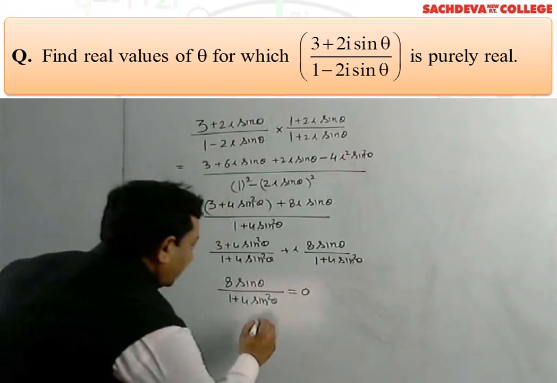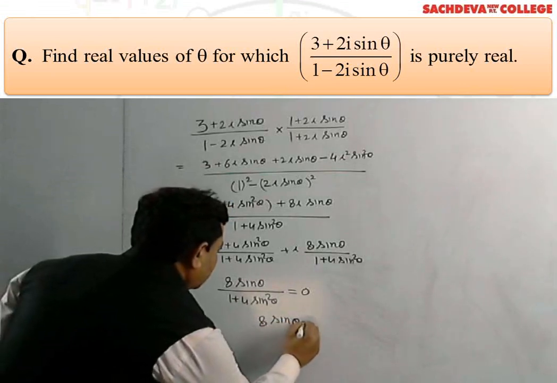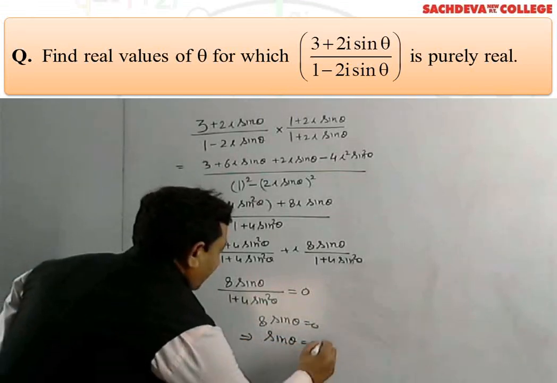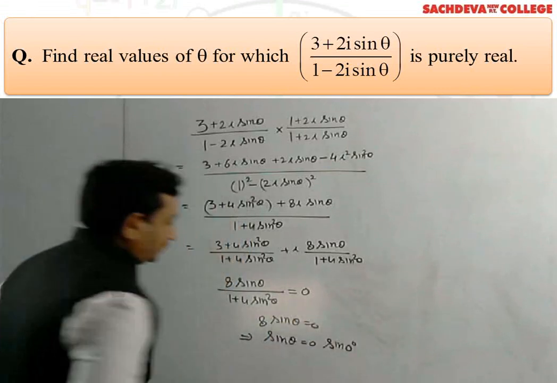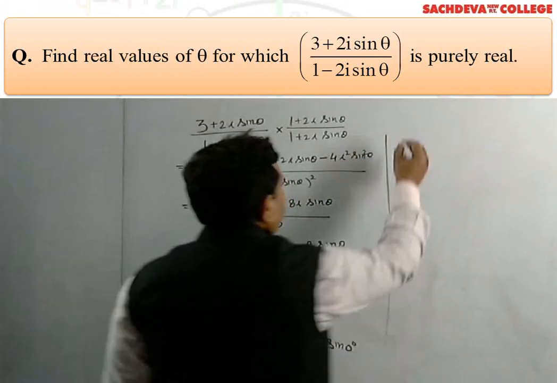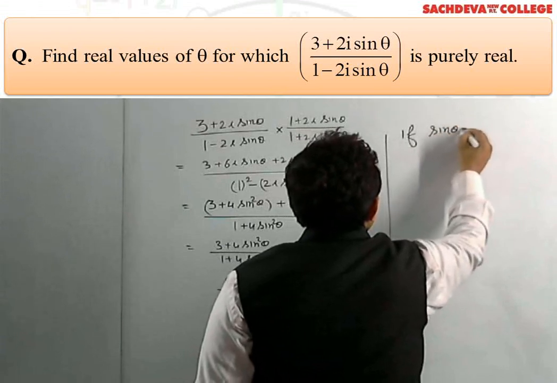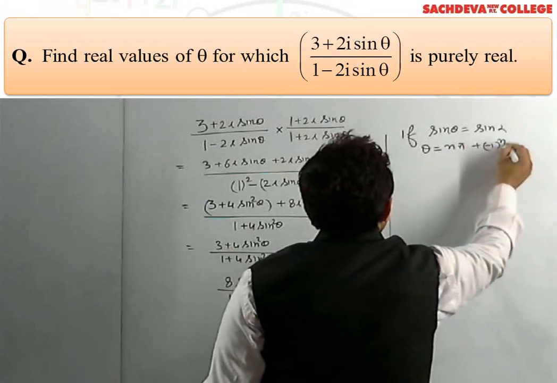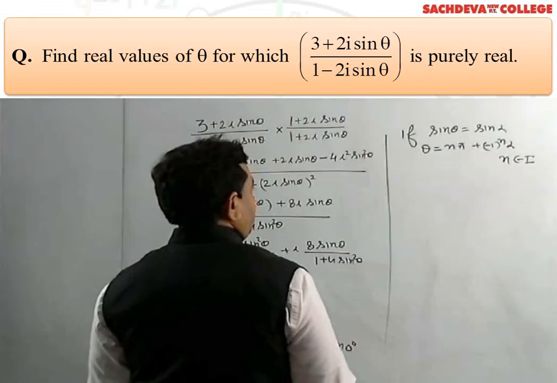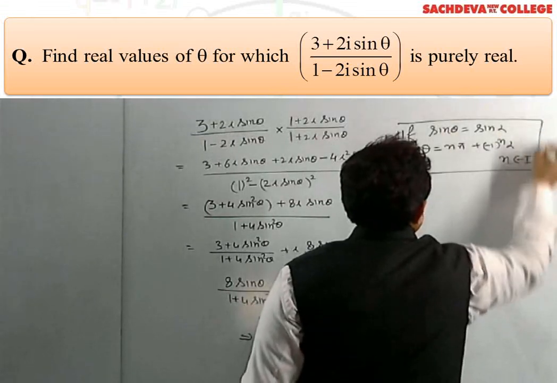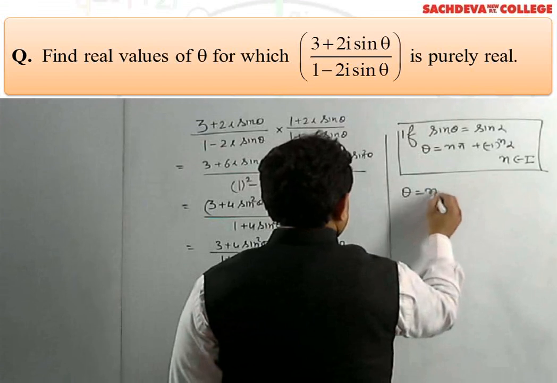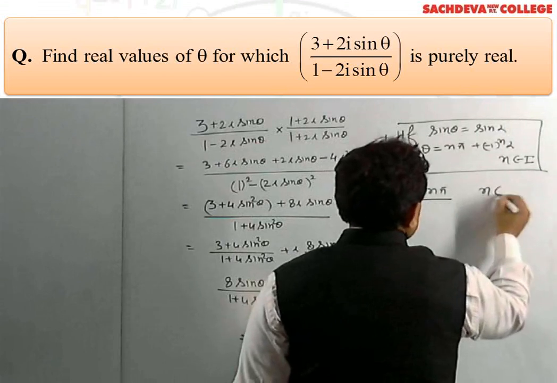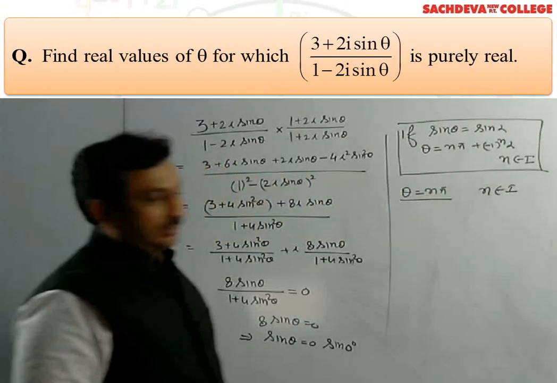So we find 8 sin theta is equal to 0, or sin theta is equal to 0. This is the value of sin 0 degree. But we know that if sin theta equals sin alpha, then theta will be equal to n pi + (-1)^n alpha, where n belongs to I. Using this result, we find theta will be equal to n pi, because alpha is 0 here, where n belongs to I. This is the answer of this problem.